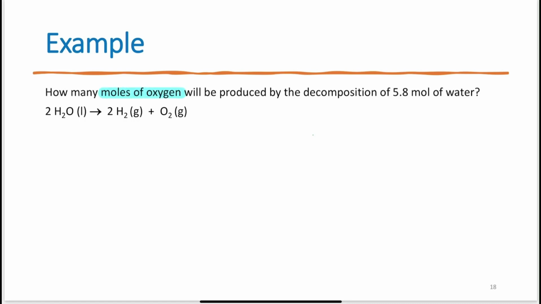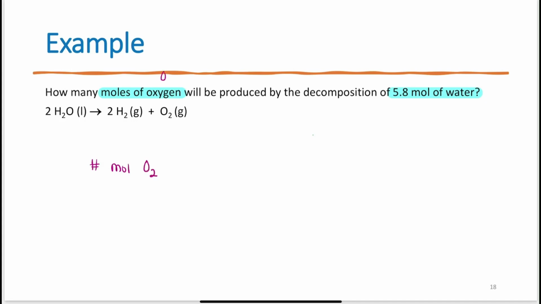I want to know how many moles of oxygen specifically will be produced by the decomposition of 5.8 moles of water. I see I am given my balanced equation here. Make sure it's balanced. I've got 4 hydrogen on each side of the reaction, 2 oxygen on each side of the reaction, so it is in fact balanced. I'm going to write down, what do I want to know? I want to know the number of moles of O2.